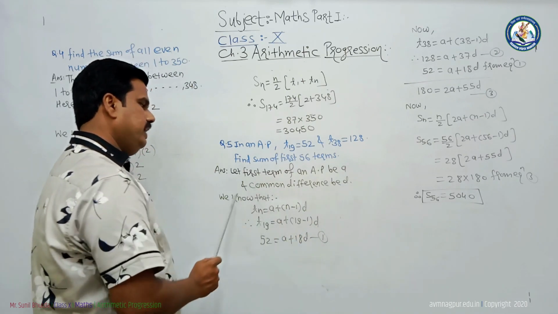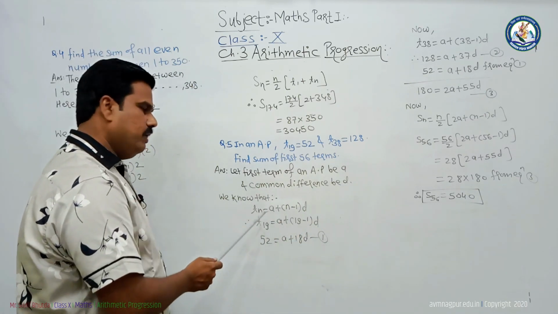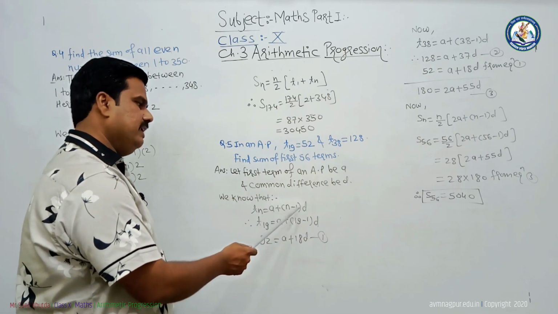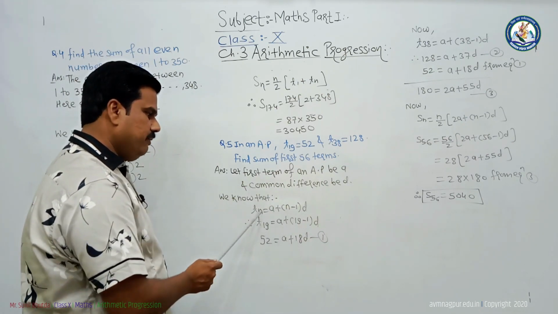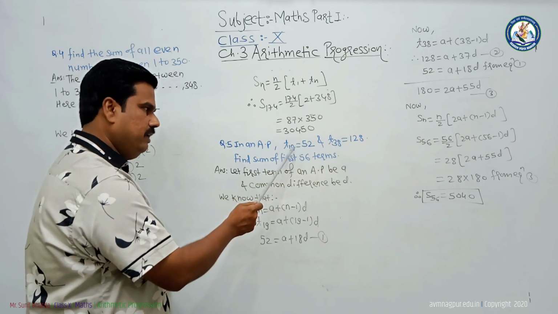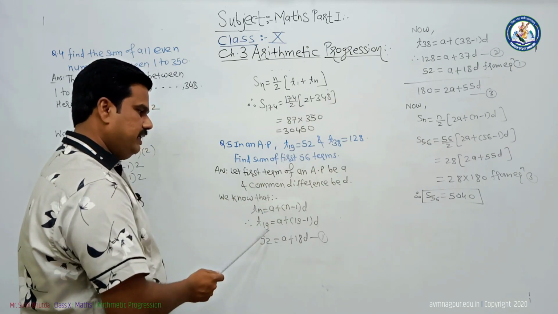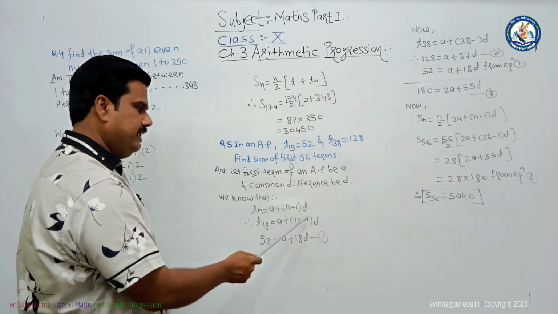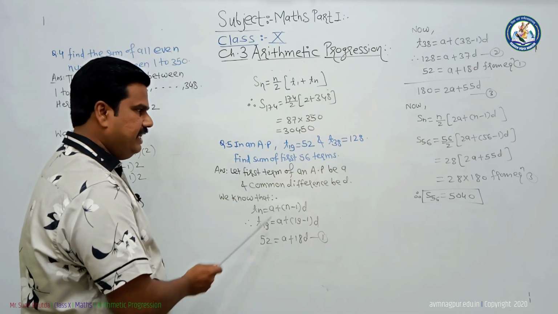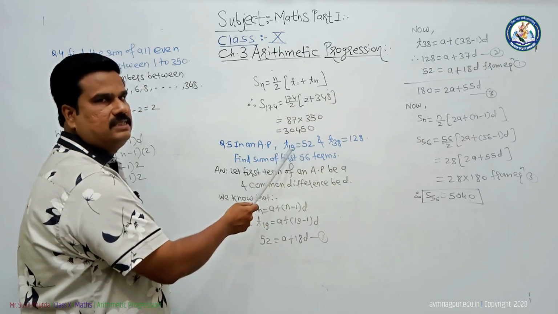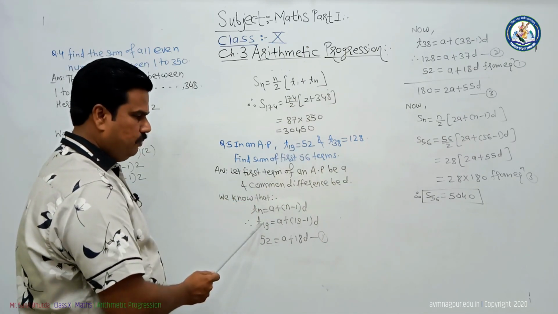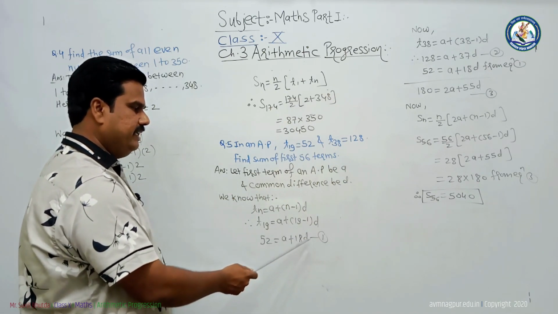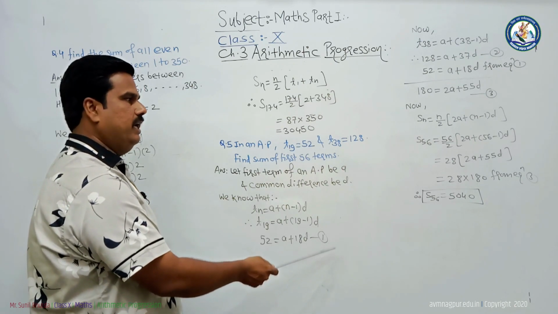We know the formula to calculate the nth term: Tn equals a plus n minus 1 into d. Put the value of small n, which is 19. Therefore, T19 equals a plus 19 minus 1 into d. T19 is given, it is 52. Therefore, 52 equals a plus 18d. Let this be our equation number 1.